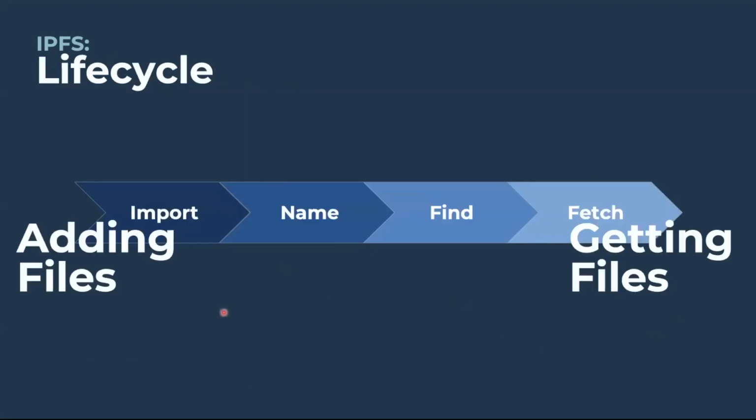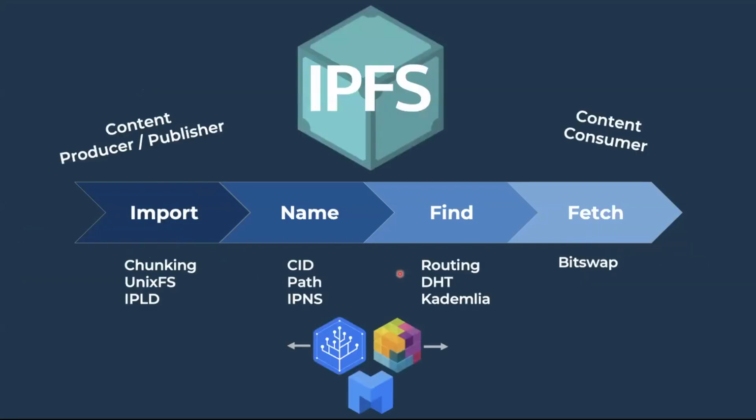So if we want to have a look and see what happens in between adding a file and getting a file, we need to import the data into the network, we need to name it, and then on the other side, we need to find it and fetch it. So in a sense, the first two parts is about a content publisher or a content producer that wants to publish something into the network and let the world know that this is something now available to others. And on the right-hand side, the find and fetch is the content consumer, which is when someone else knows the CID of what they're looking for, and they want to fetch some content.